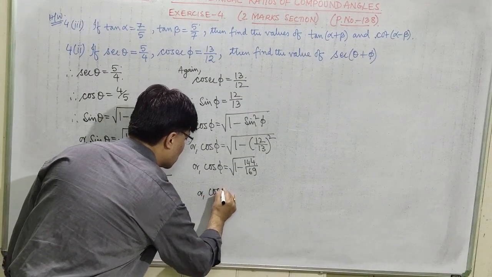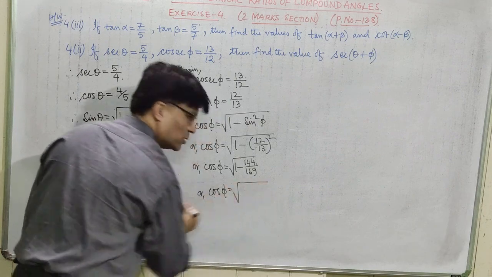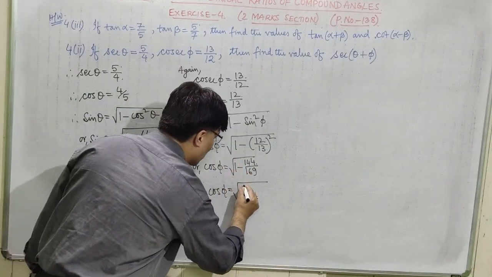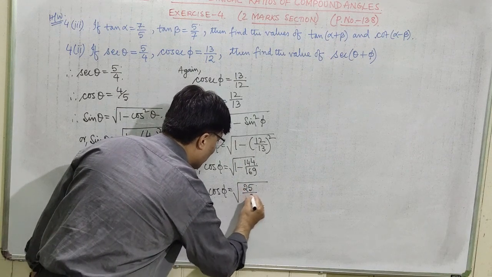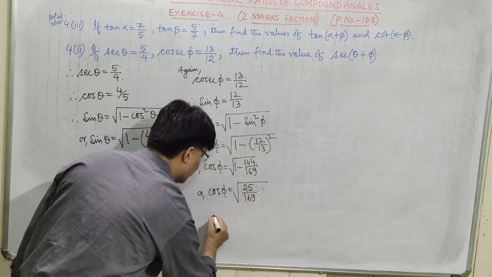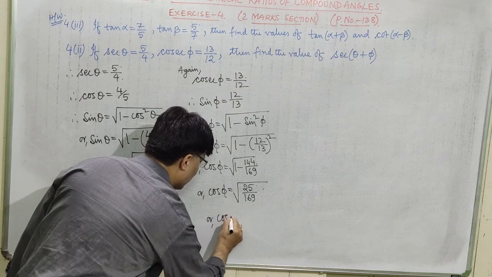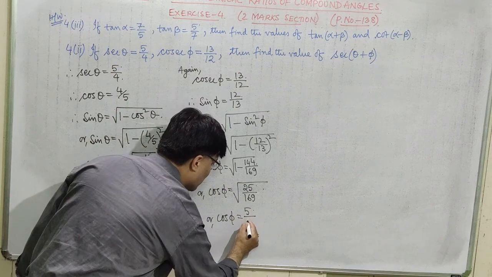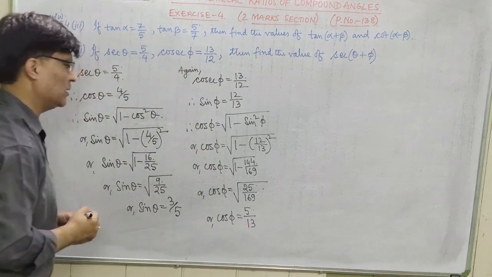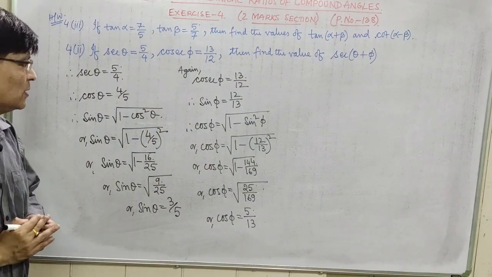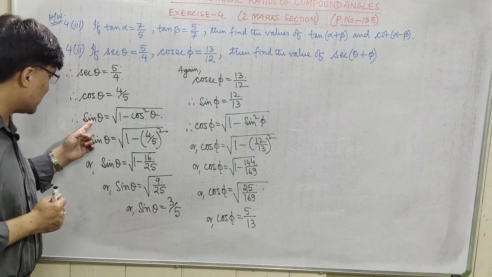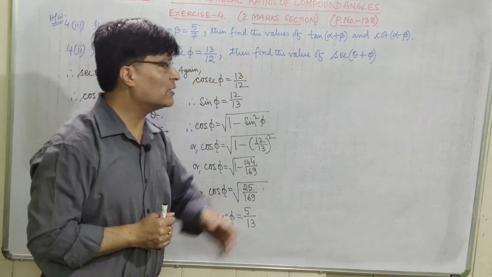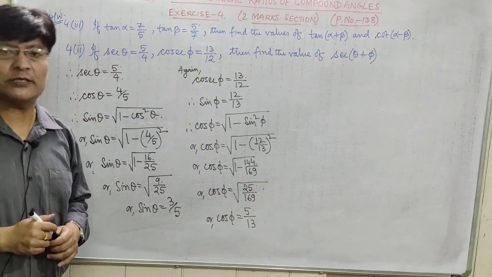Now cos phi is equal to within square root 169 minus 144, what do we get? It is 25 divided by 169. So cos phi is equal to square root of 25, which is 5, divided by root over 169, that is 13, so 5 by 13. So we have got all the values of sine theta, cos theta, sine phi as well as cos phi. Now we can easily get the value for sec within bracket theta plus phi.